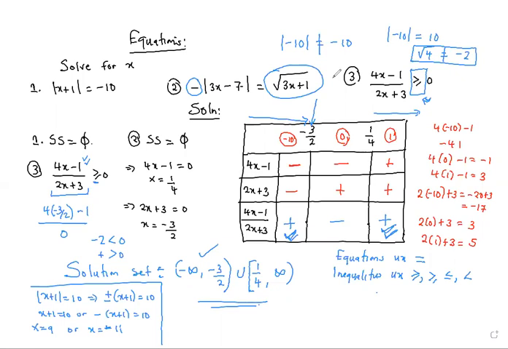But sir, there is greater or equal to 0. That's why I've included 1 over 4, which can make it 0. So what if it was less than 0? Then you get a negative. So you get from -3 over 2 to 1 over 4.